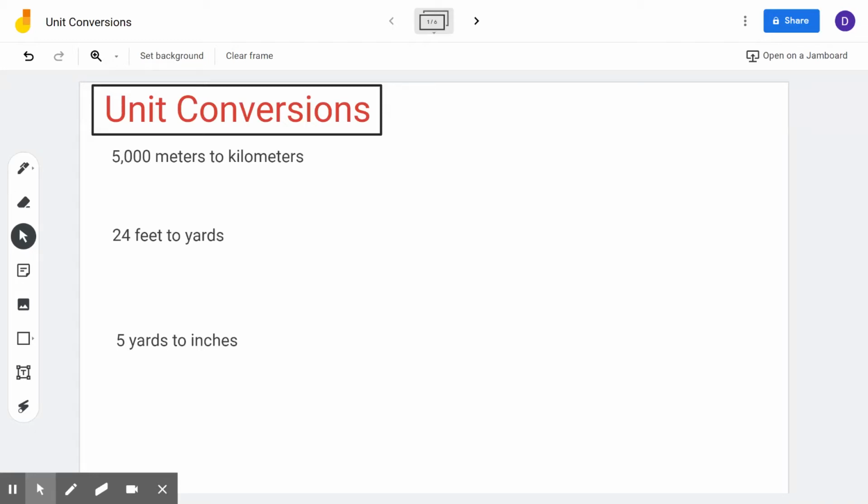Okay, everybody. This is technically for physics, but whatever subject you're using it for, I'm just going to go through unit conversions, how to do them, how to set them up, and all that. We're going to start off with an idea.